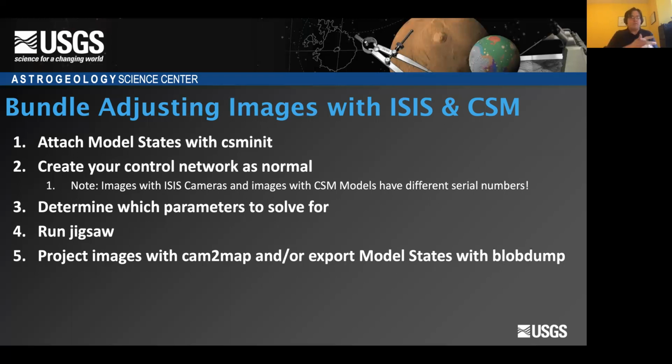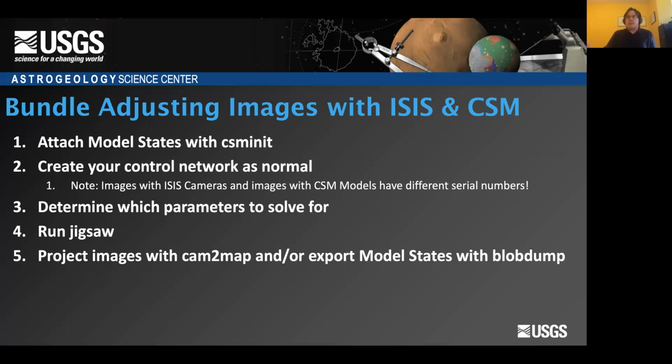Next, so we've built our control network. We've gone through, I'd say 90% of the work probably here is exactly the same. Now you need to figure out what you want to solve for. So this is a big departure point for ISIS and CSM, the model parameters. So in ISIS, our model parameters are things like spacecraft position, spacecraft acceleration, spacecraft sensor pointing, angular accelerations, things like the target body rotation. Very physical, standardized across all ISIS sensors.